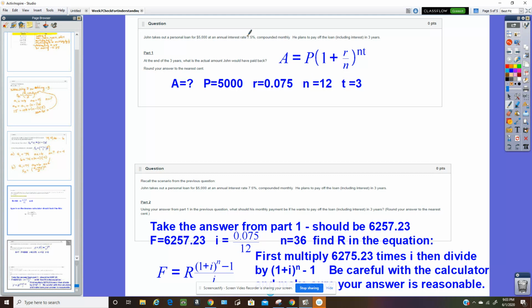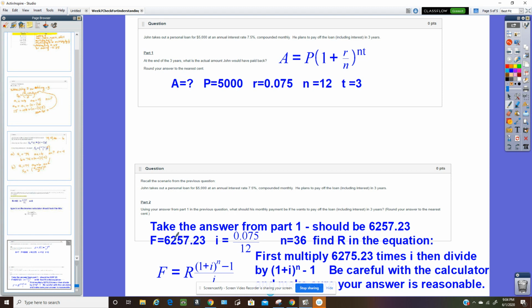5,000. 0.075 for the rate. They took 7.5% and made it into decimal form. Monthly is 12, and then the number of years is 3. So plug all these numbers in here, and you should get the correct answer. Because you have to use this answer for the next one, when you plug into this formula here on your calculator, you should get $6,257.23.